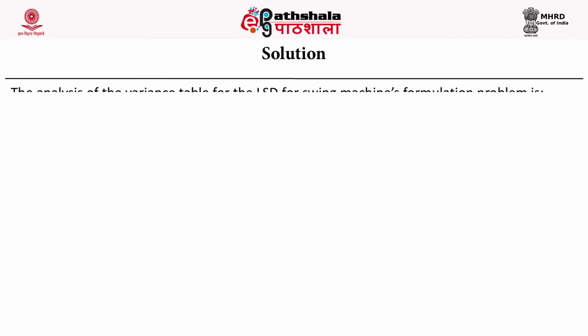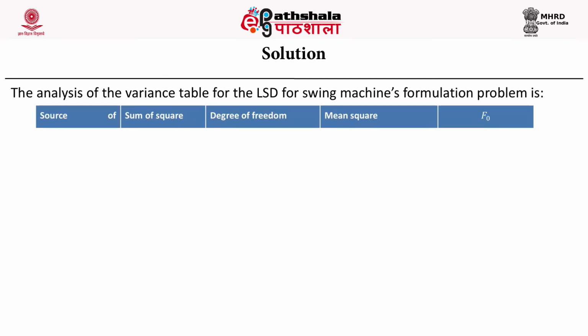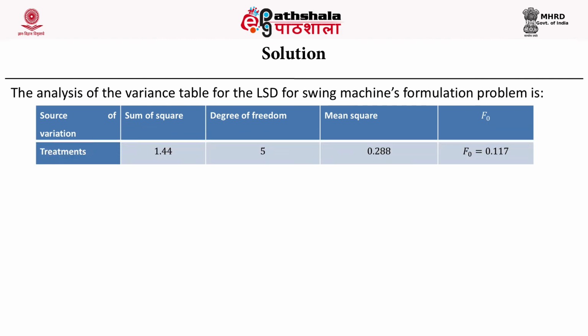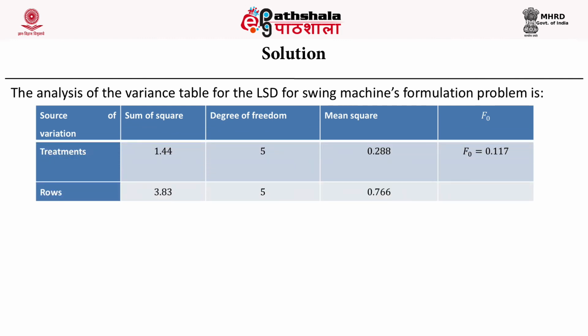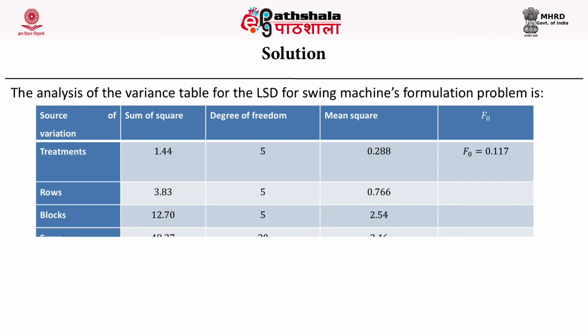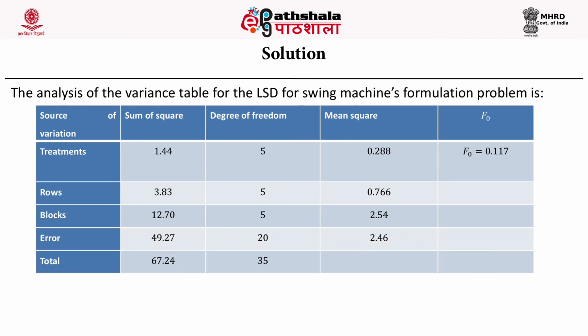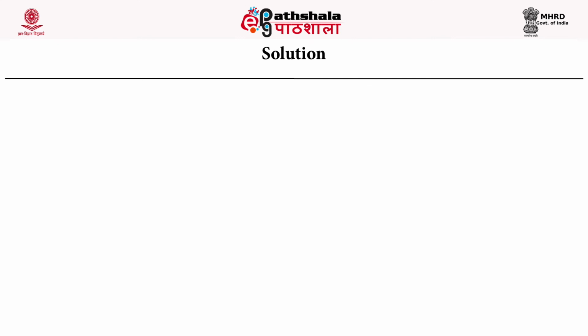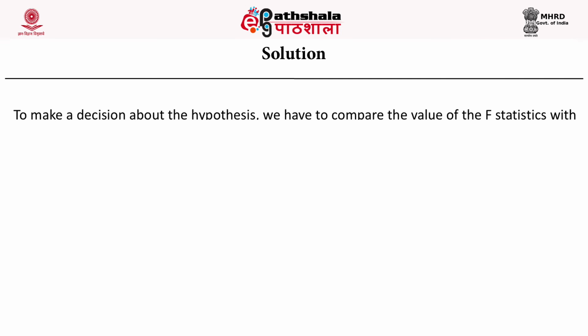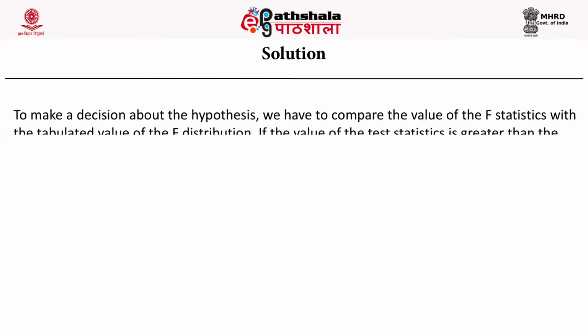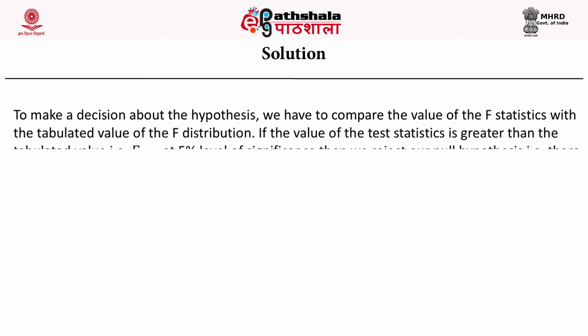So this is the analysis of variance table for the LSD for the swing machine formulation. From the table we can see that F is evaluated as 0.117, and other derivations are represented in the various columns, rows and particular cells. To make a decision about the hypothesis, we have to compare the value of the F statistic with the tabulated value of the F distribution.